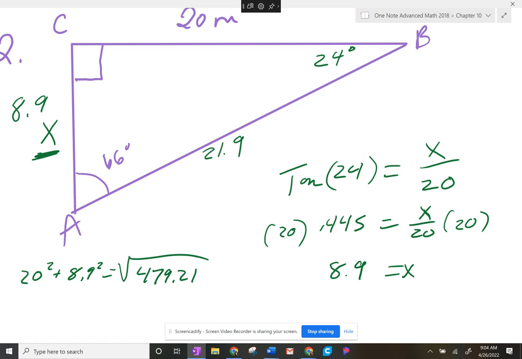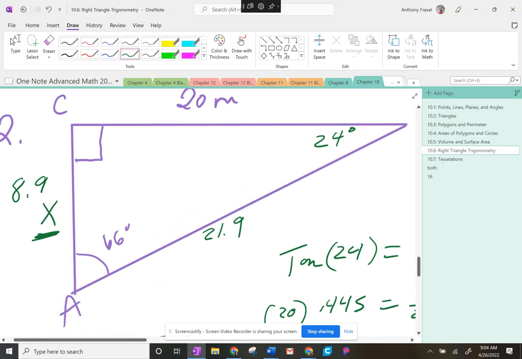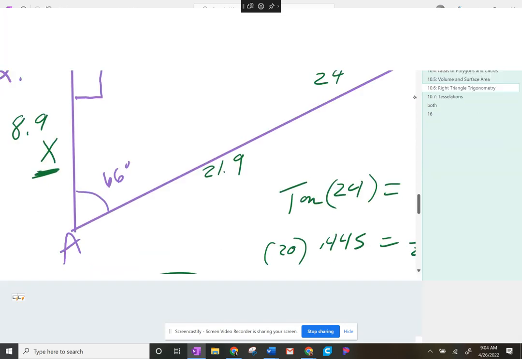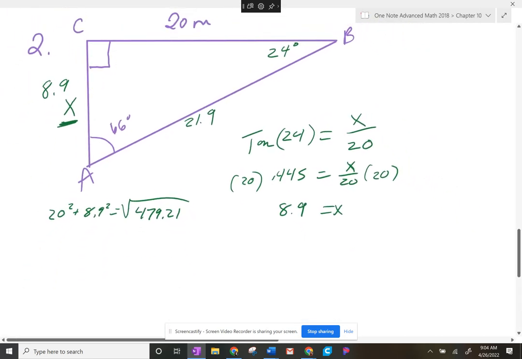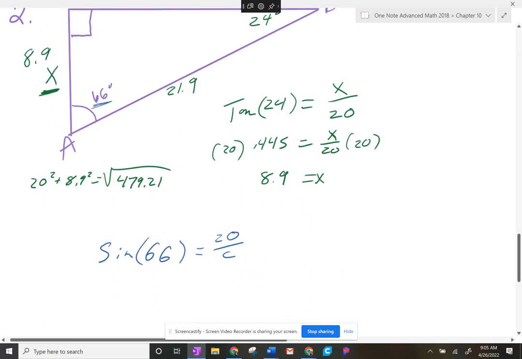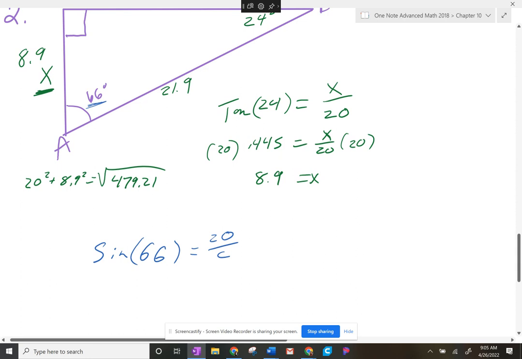If you used a different way, I'm going to use a different pen just to show you that it didn't matter which one we used. I saw some of you using the sine values, which is fine. You were doing sine of 66, which was fine. So I got this angle here. Sine is the opposite over the hypotenuse. So that equaled 20 over my hypotenuse, which I had no idea about. I'm going to call it C just because I've already used X. So sine of 66 is 0.914 equals 20 over C.